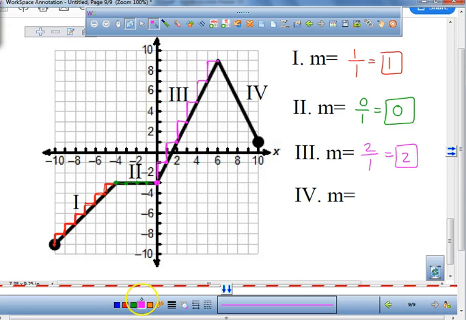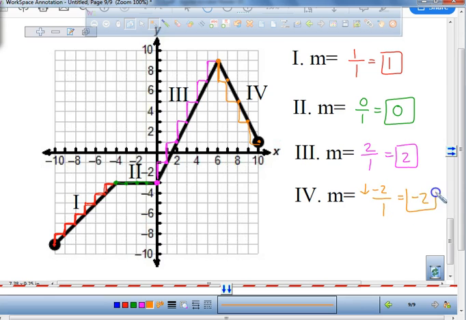Last but not least. Here's a point. There's a point. There's a point. There's a point. There's a point. How much do I go down? 2. Over. Down. Over. Down. Over. Down. Over. Alright, how much did I go down? 2. I went down, that's negative 2. How much did I go over? 1. What's negative 2 divided by 1? Negative 2. That slope is a negative 2 slope.